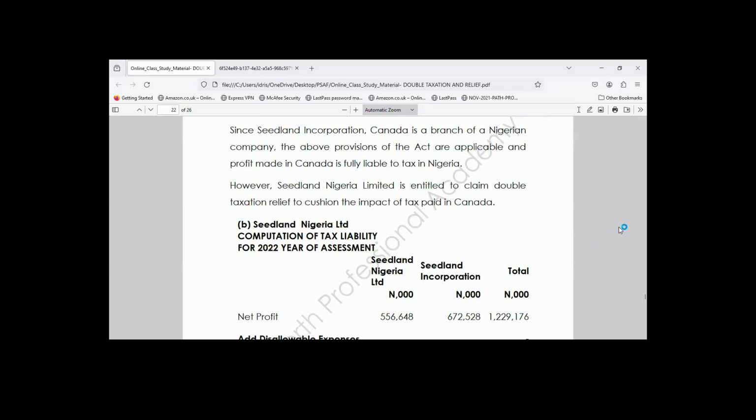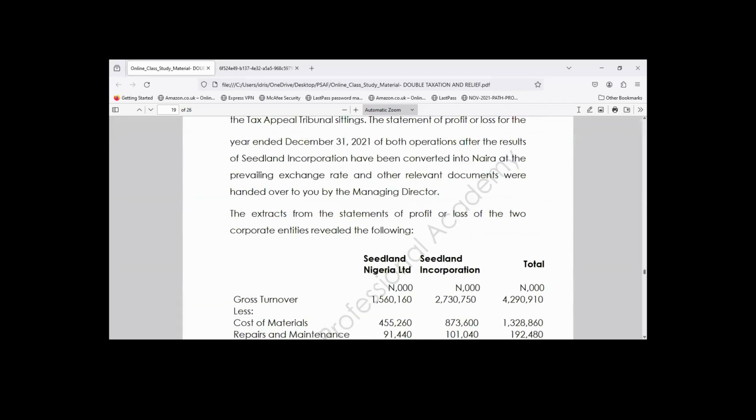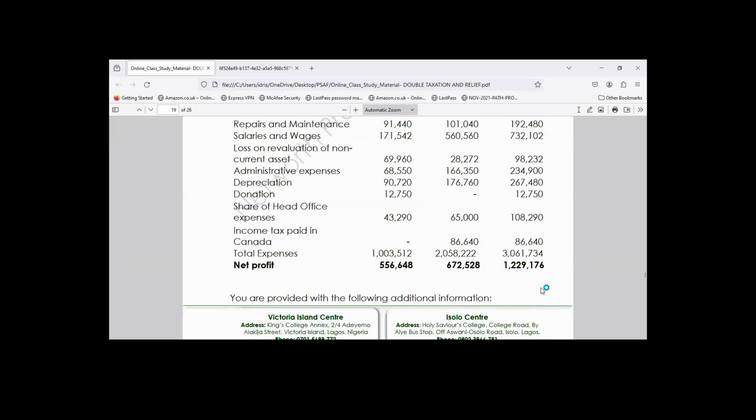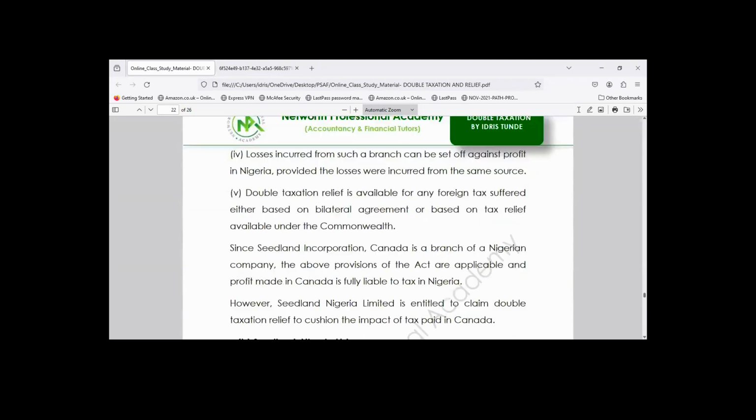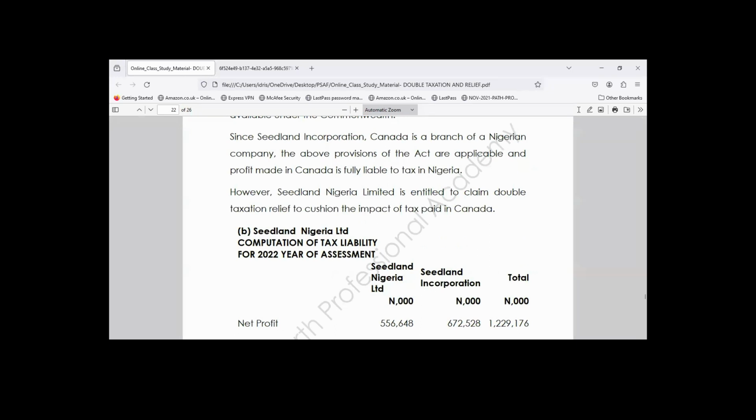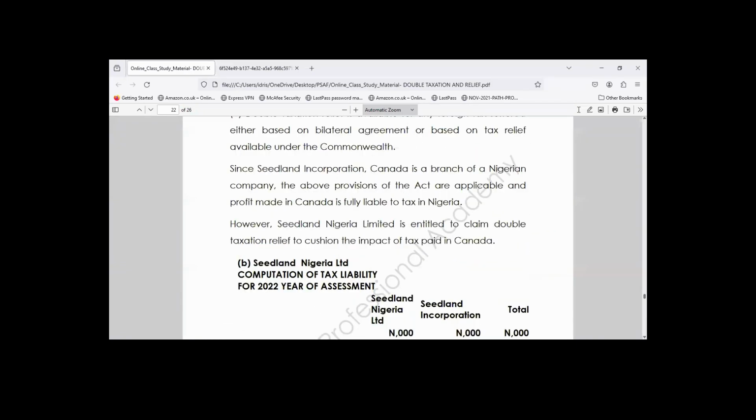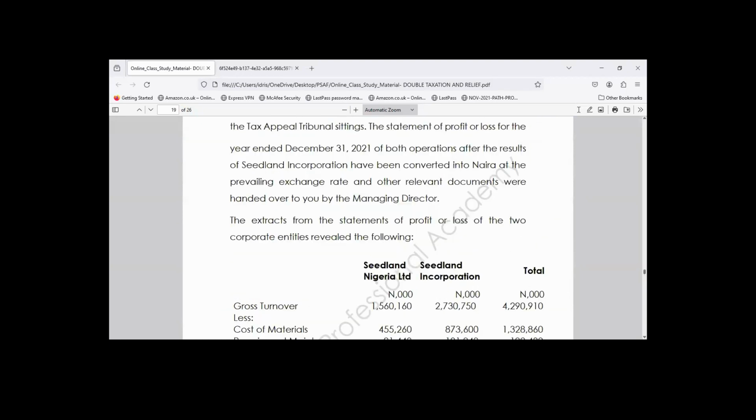So let's go to the B part of the question. We have Seedland Nigeria Limited and Seedland Incorporation. You start with the net profits of the two and you add the total of the two. You create space for the total. So I start with the net profit and I ask myself, what are the disallowable expenses? Even before the notes, go to the expenses items.